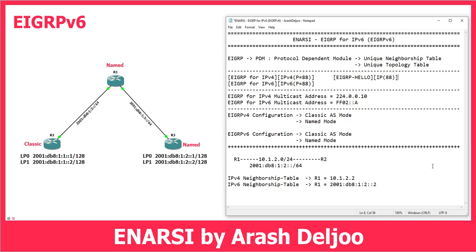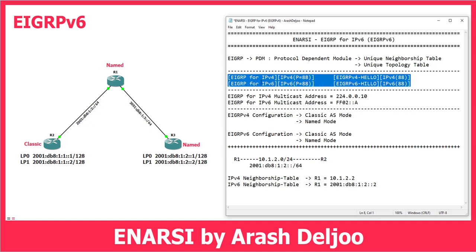Okay, and in EIGRPv6 again we have the EIGRPv6 hello. We are sending the EIGRPv6 hello over IPv6, and the protocol number is again 88. Here we are using IPv4, and this is the EIGRPv4 hello; this is the EIGRPv6 hello. As you can see, we have similarities related to the packets of EIGRP.